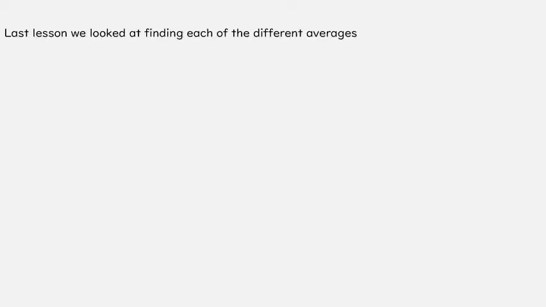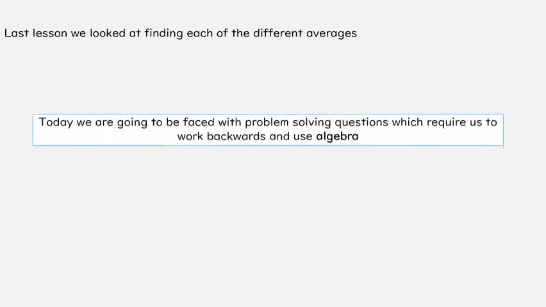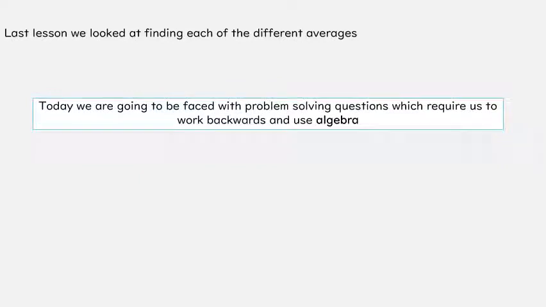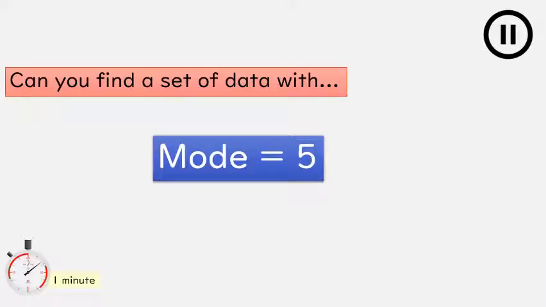So last lesson we looked at finding each of the different averages. There were 4 of them. And today we're going to be faced with problem solving, which requires us to work backwards and to use algebra. So before we move on to that, I'm going to give you 1 minute now.